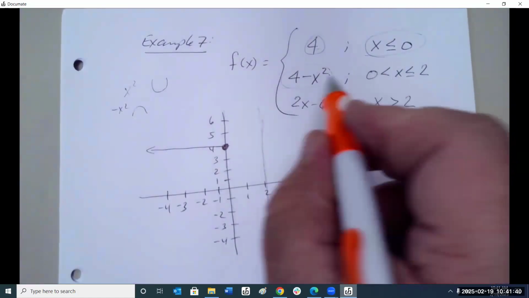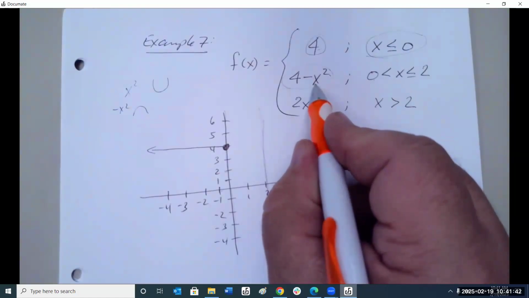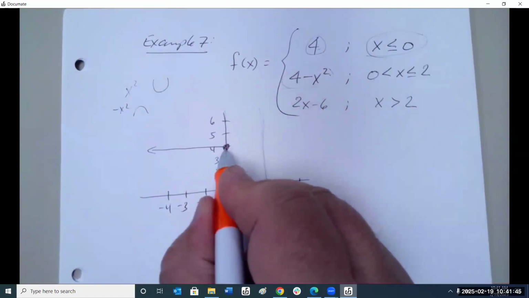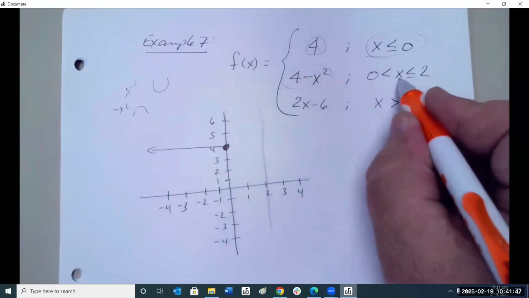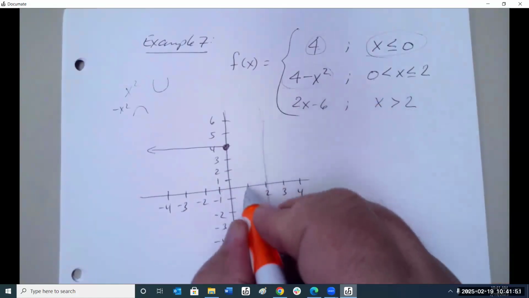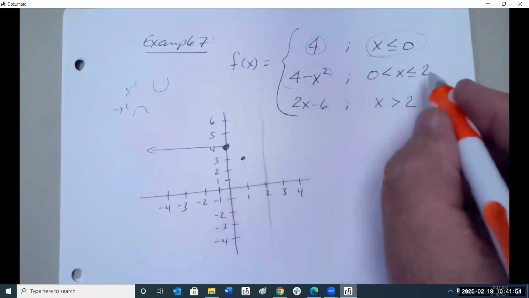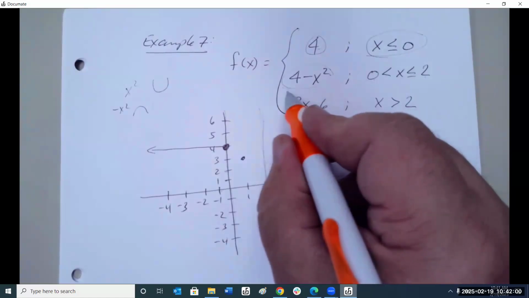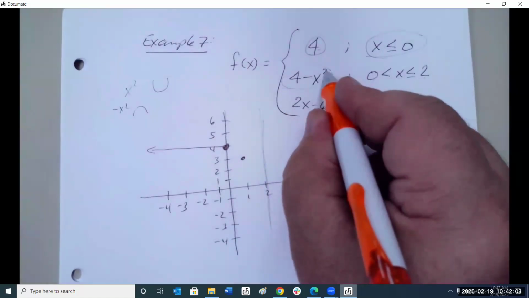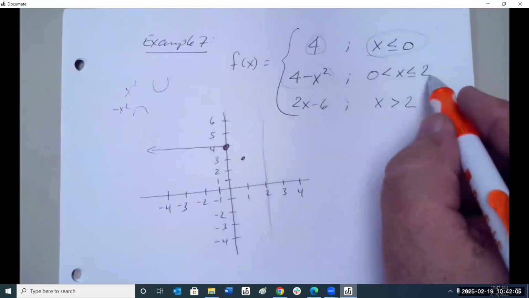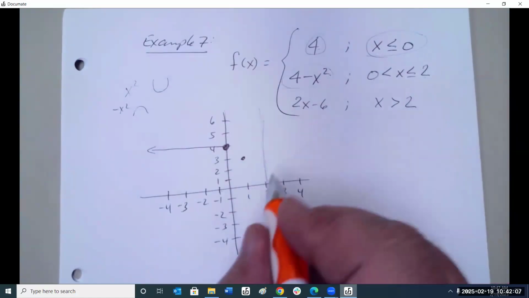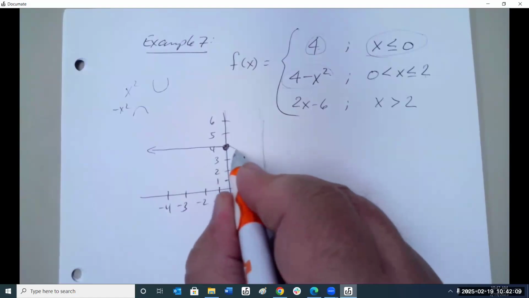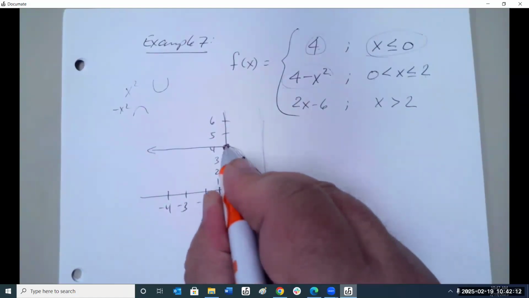So when x is 0, we plug 0 in there, what do we get? So that's already taken care of. When x is 1, what do we get? So we got a 3. When x is 2, 2 squared is 4, 4 minus 4 is 0. Is it a solid or open circle? It's a solid. So this one is a curve going down like this.